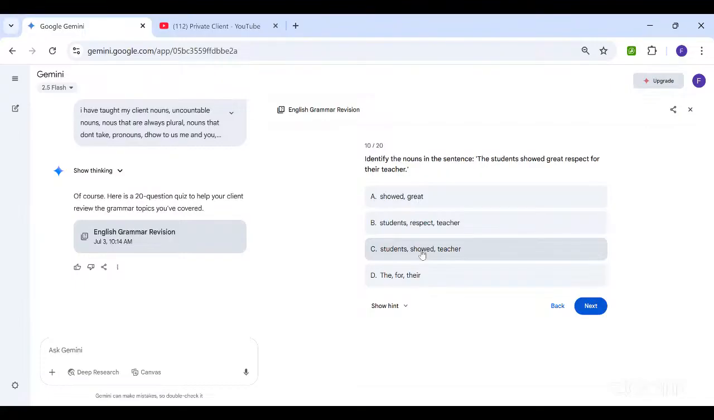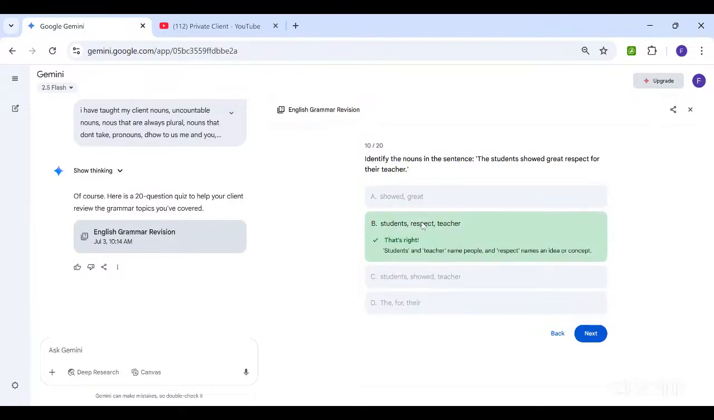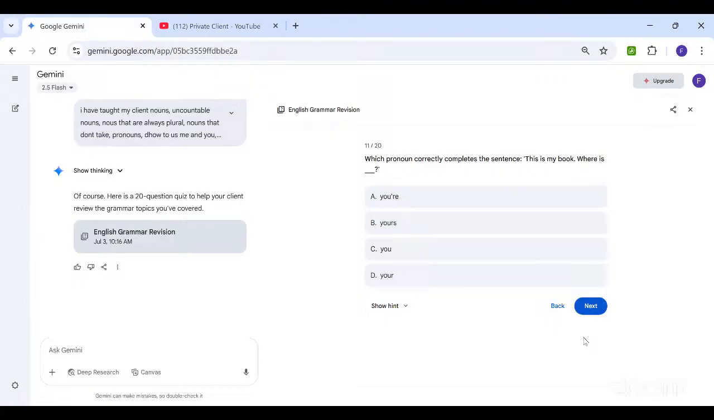I'll go for B as well. Now let's consider C. In C, we also have student and teacher. Then we have showed. Showed, like I explained, is a verb. So let's go for B as you have said. You said B or C, but I will go for B. Okay, we're correct. But like I said earlier, respect can also be a verb. So it depends on how it is used in the sentence.